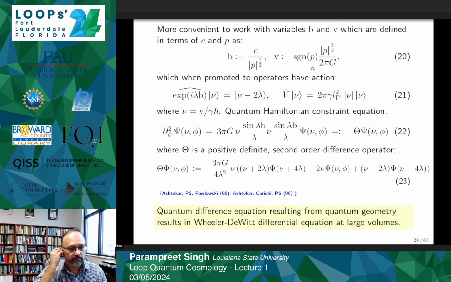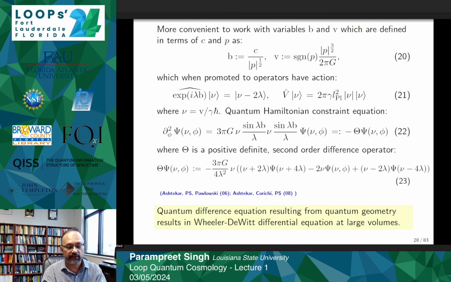Okay. So in terms of these b and v variables, the action becomes very simple: the exponential of i lambda b shifts nu to nu minus 2 lambda, and v acting on nu just gives you this multiplication for the new eigenvalues of this new operator. The quantum Hamiltonian constraint can be written in this particular form. It similarly takes the form of del squared phi acting on psi equal to minus theta acting on psi, where theta is a positive definite second order difference operator.